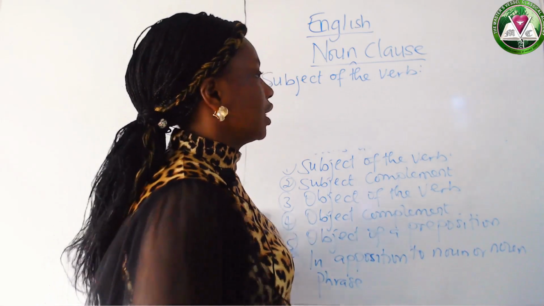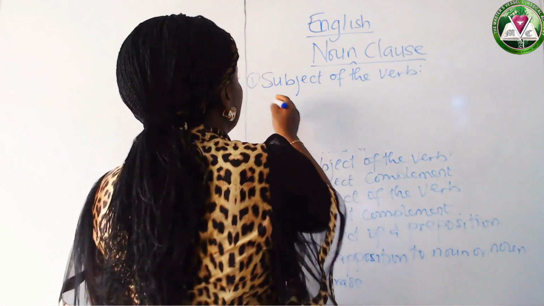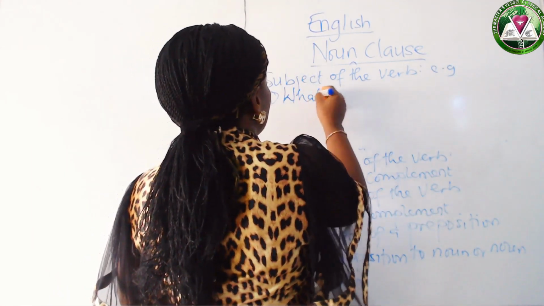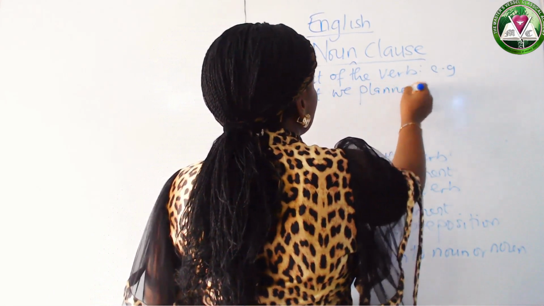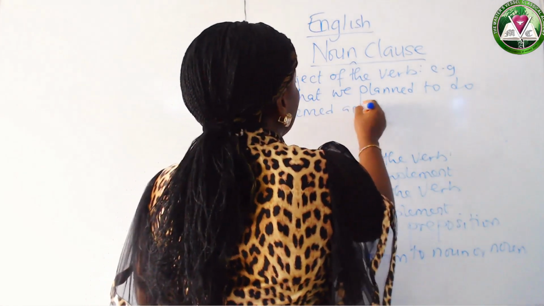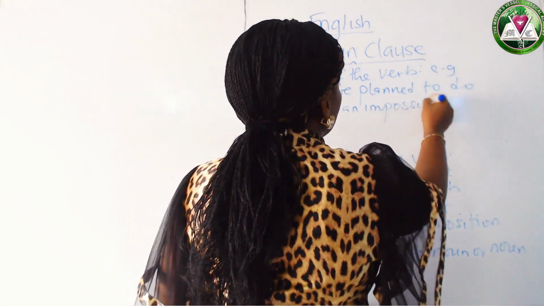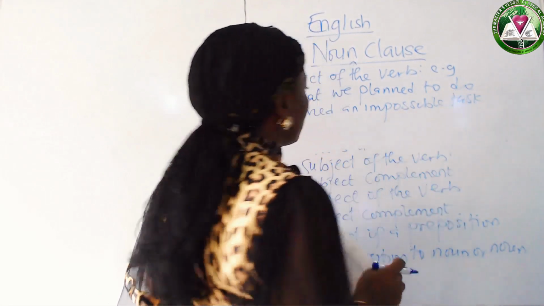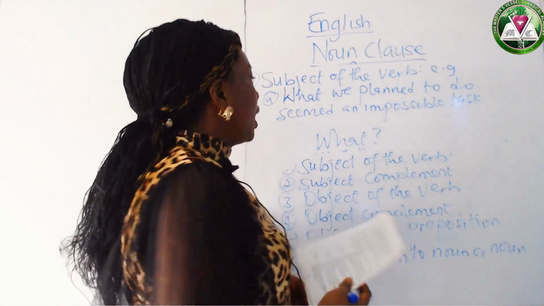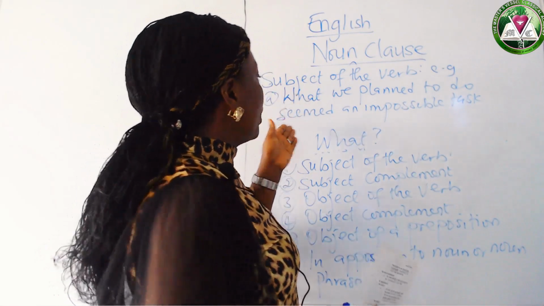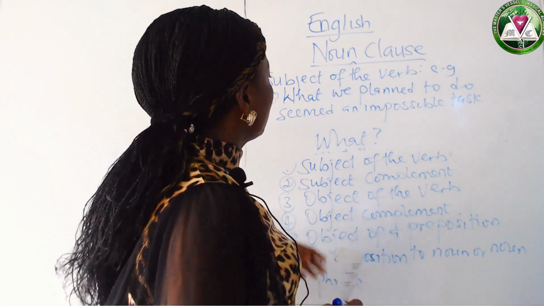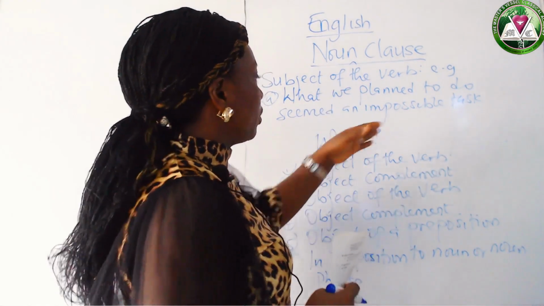What we plan to do seems an impossible task. What we plan to do seemed an impossible task. Now remember also that the noun clause asks the question what. It asks the question what. And it's also sometimes introduced with relative pronouns.